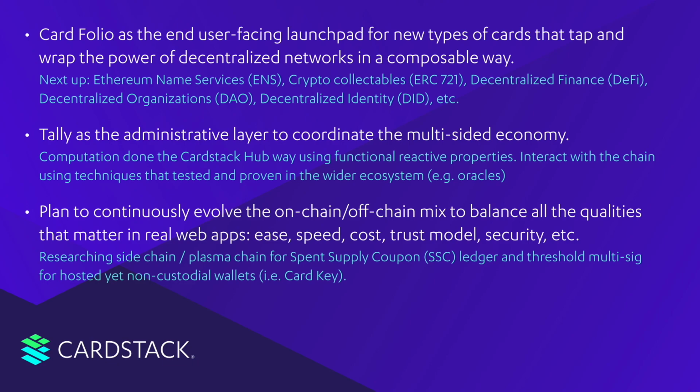And so one of the things we're researching is that currently our spend supply, the accounting ledger for usage, is done using Cardstack Hub. It would make sense for that to be done in a sidechain or plasma chain, so that different service providers know, oh, they already billed $3 or $6 and so on.